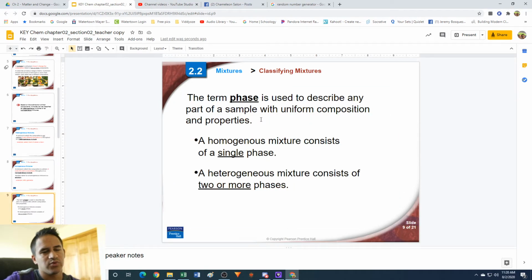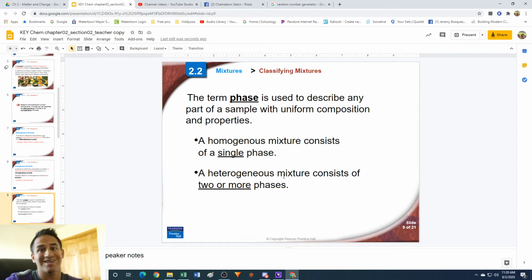Now, when we talk about mixtures, we use the word phase. Okay, phases are just how we describe the different parts of a mixture. A phase is just one portion of a mixture that has the same composition and properties. So in a homogeneous mixture, for example, there's only one phase, which means that if you look at it, everything looks the same, right? So it's just one single phase. In a heterogeneous mixture, since there are multiple pieces there that you can actually see, there are usually two or more phases, okay?